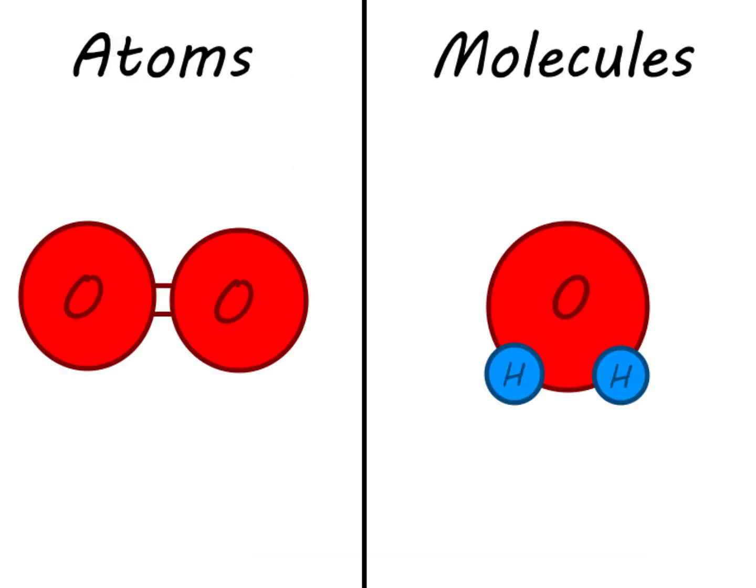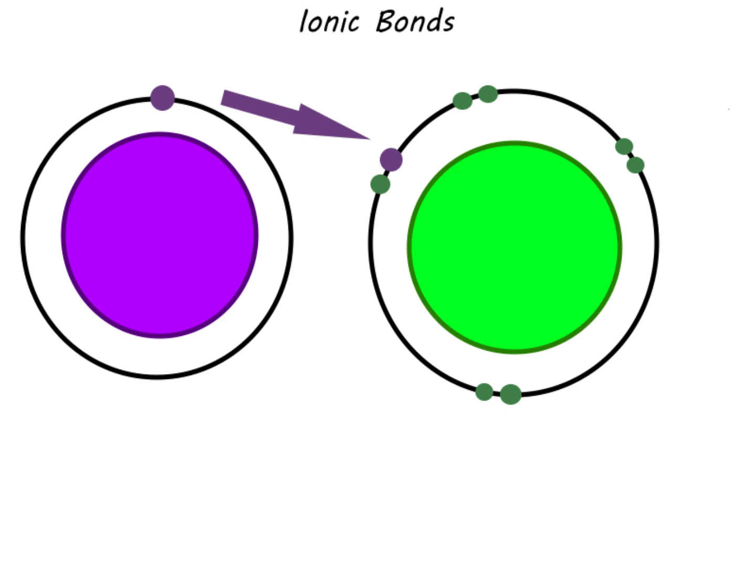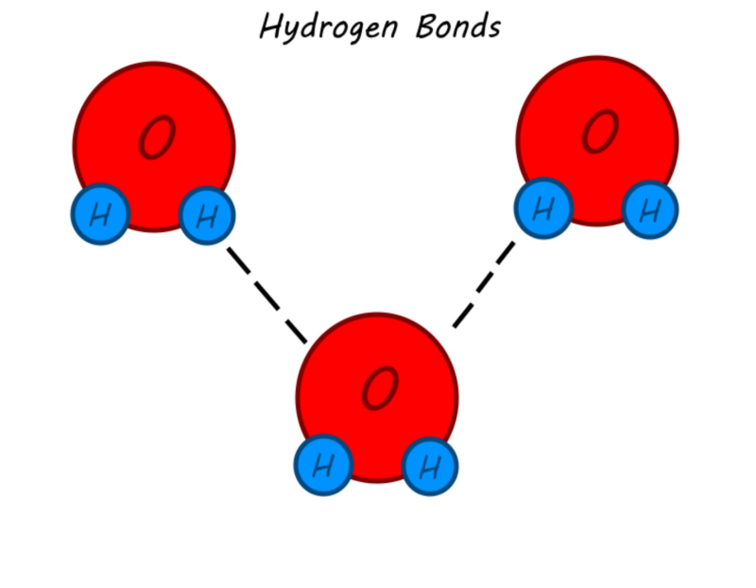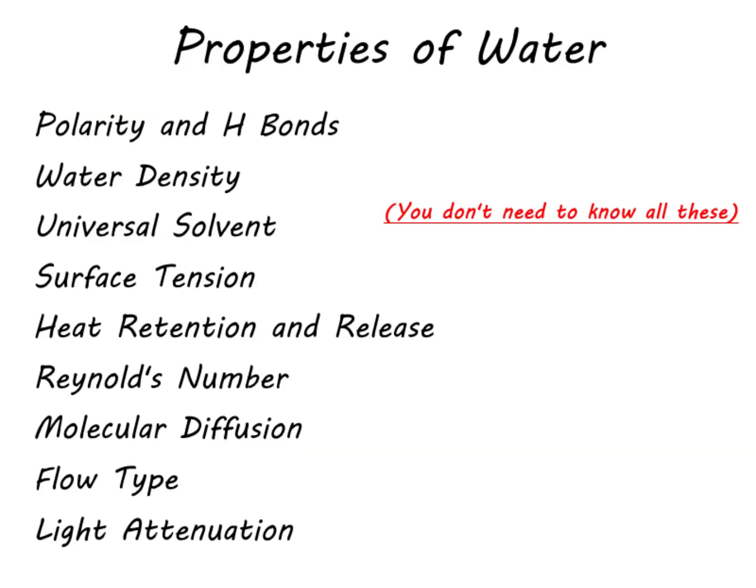At the core of biology are atoms and molecules. Elements from the periodic table combine through chemical bonds. Ionic bonds involve the transfer of electrons, while covalent bonds involve sharing electrons. Then you've got hydrogen bonds, which, though weak on their own, are crucial for stabilizing large molecules like DNA and proteins. These interactions are what give water its unique properties and enable the complexity of life.